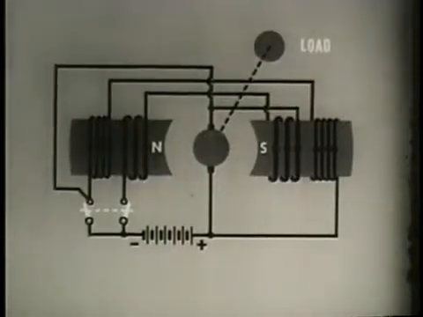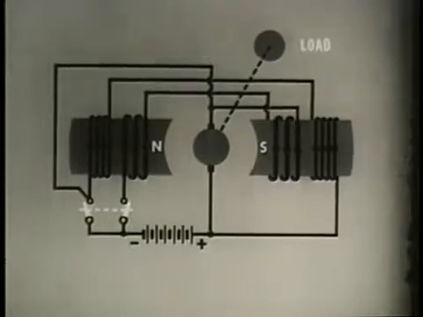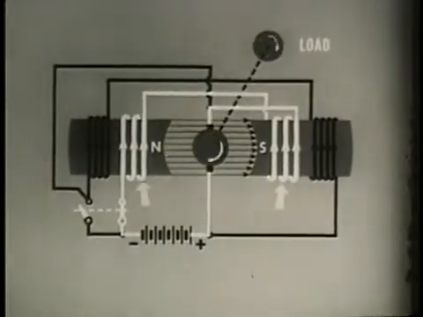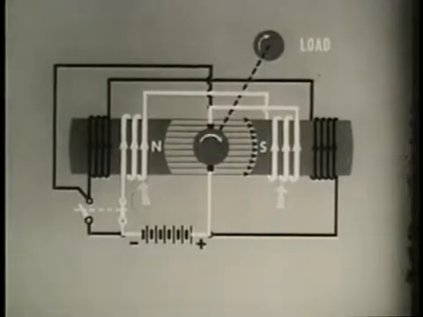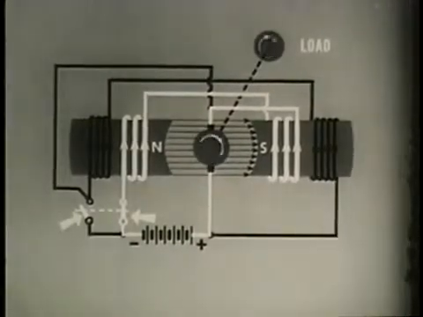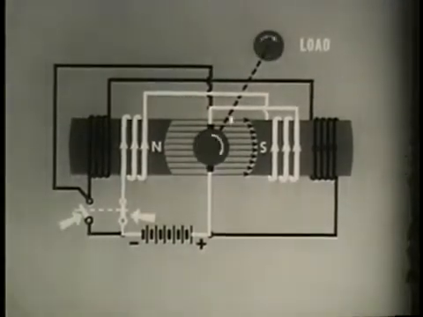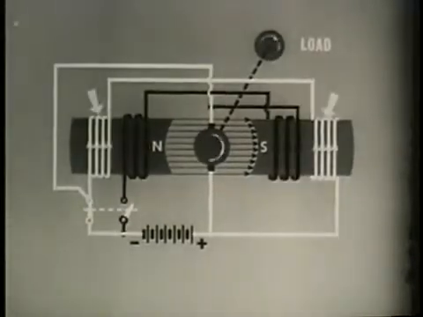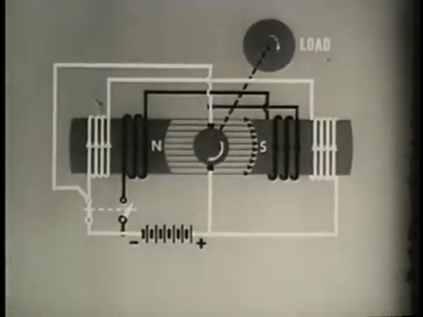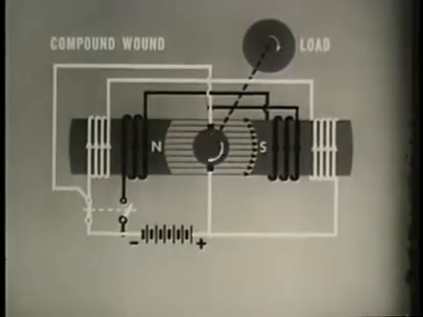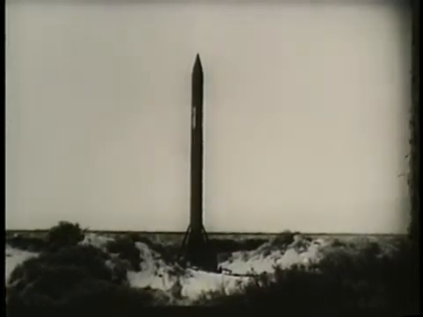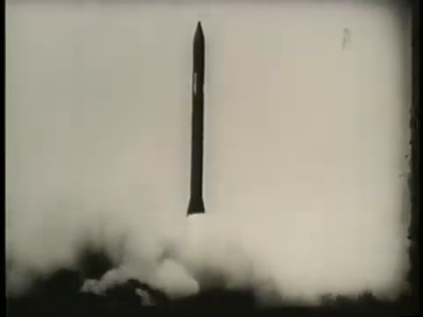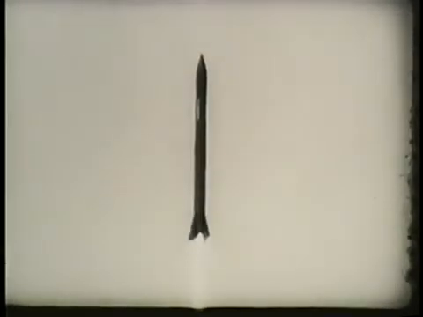The compound wound motor combines the best features of both types. It uses a series section for good starting torque. Then it switches to a shunt arrangement for good speed regulation. DC electrical motors and generators are at the heart of much military equipment. A proper understanding of them is therefore important.